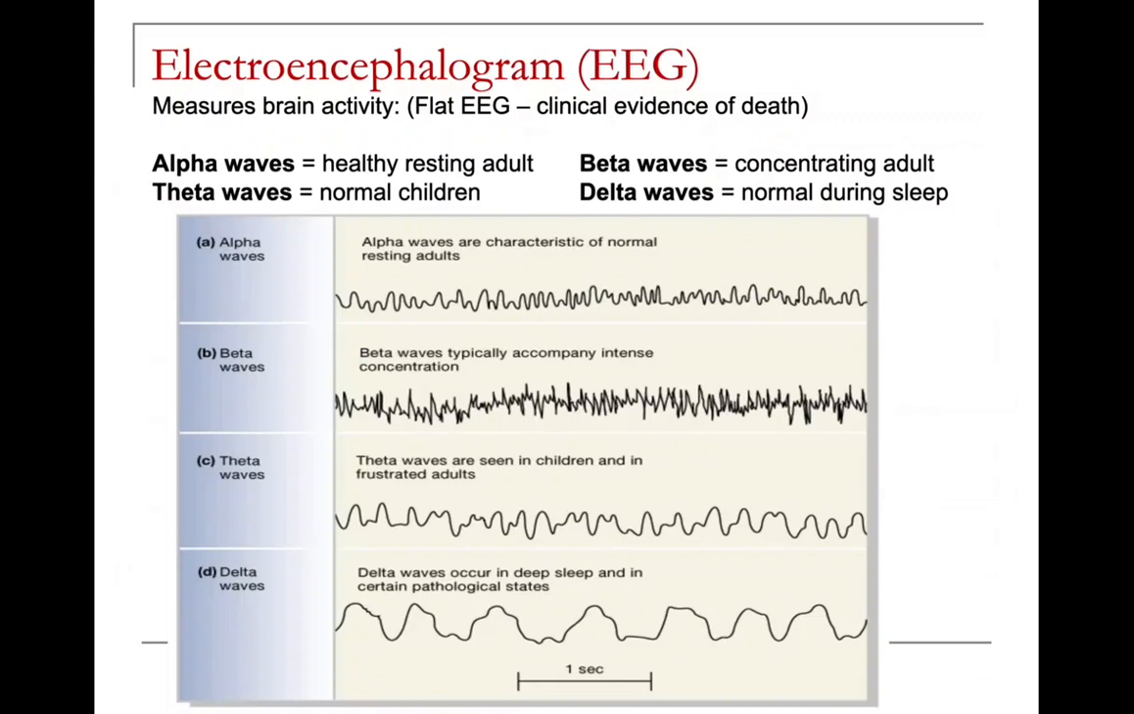So when we look at the electroencephalogram or EEG, this is measuring the brain activity. So a flat EEG is evidence of death clinically. Alpha waves, these are normal to see in a healthy resting adult. Theta waves are normal in children. Beta waves are what you would see in a concentrating adult. So hopefully those are what's going on during a test. Delta waves are seen during normal sleep.